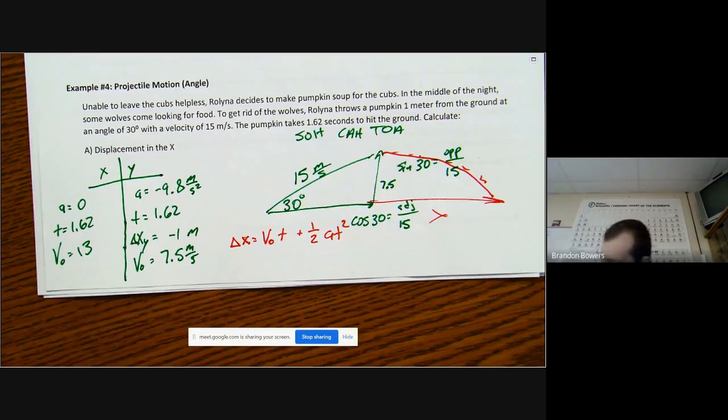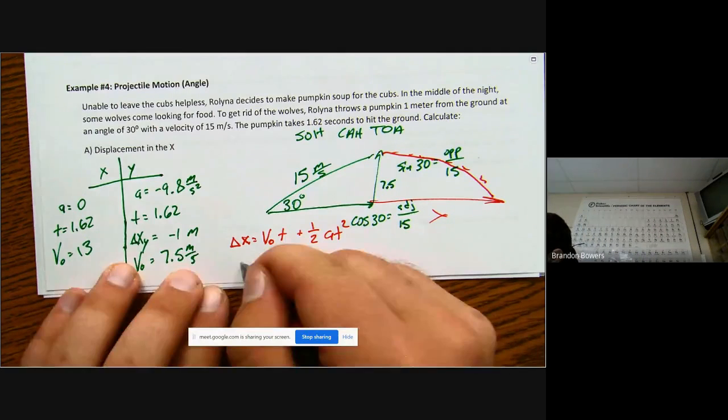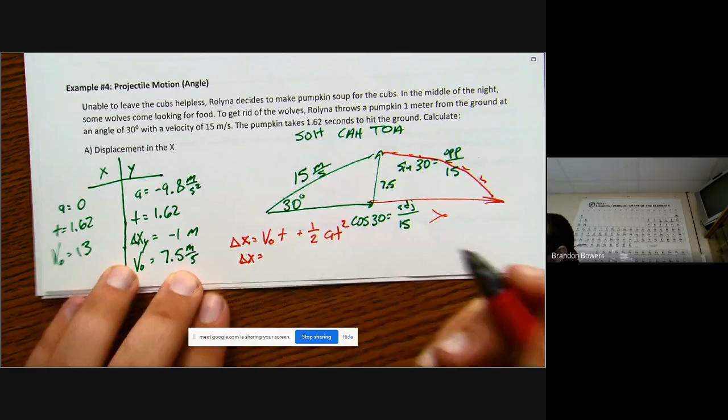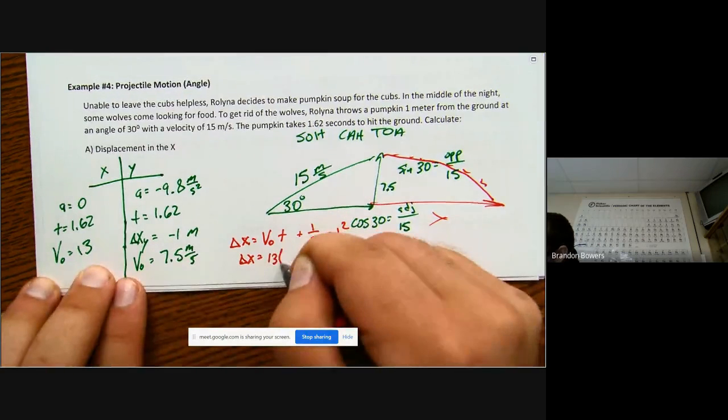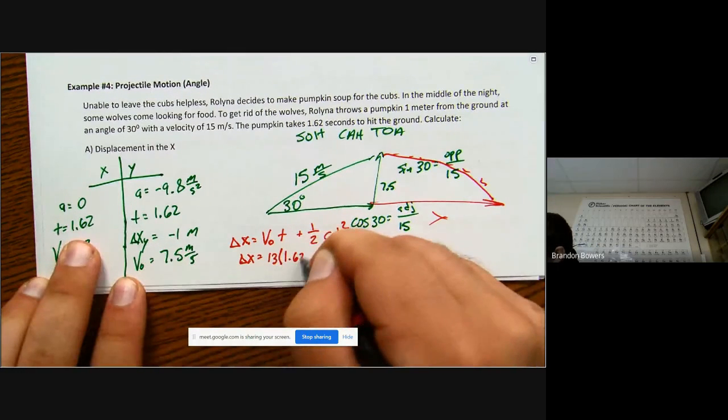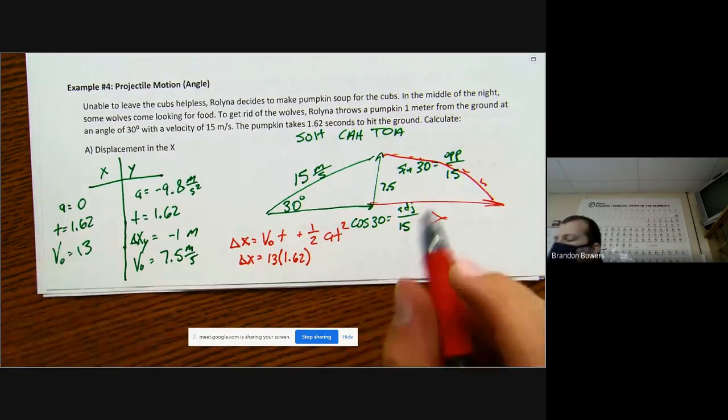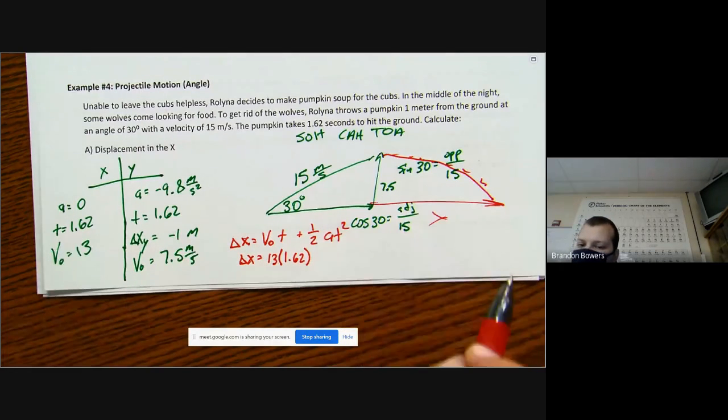So my x data: delta x is equal to the initial velocity, which I just said was 13, times the time, 1.62, plus half the acceleration. What's the acceleration in the x direction? 0. So that's all I've got. When you plug this into the calculator, I got 21 meters.